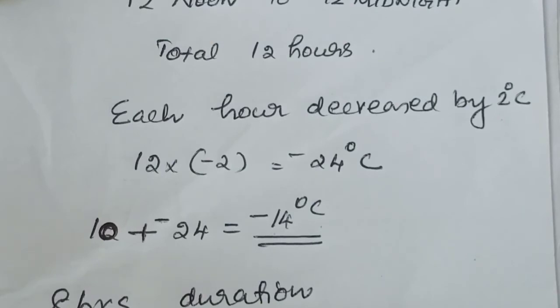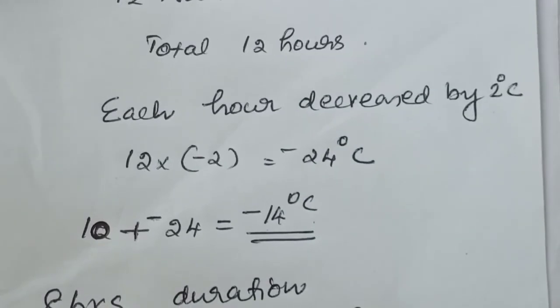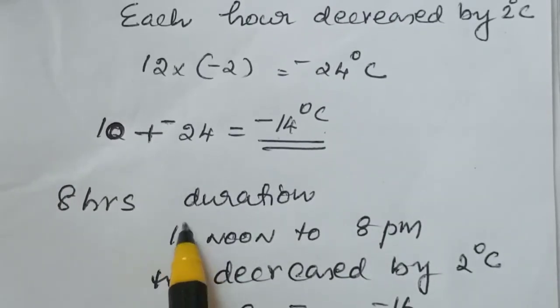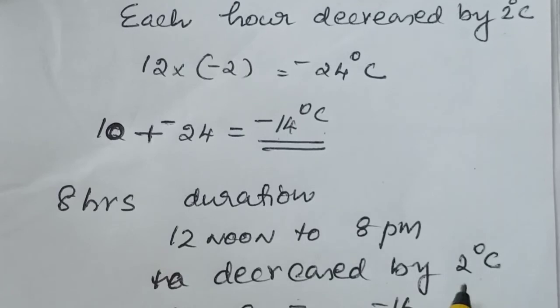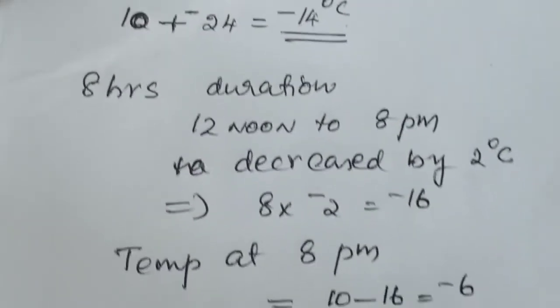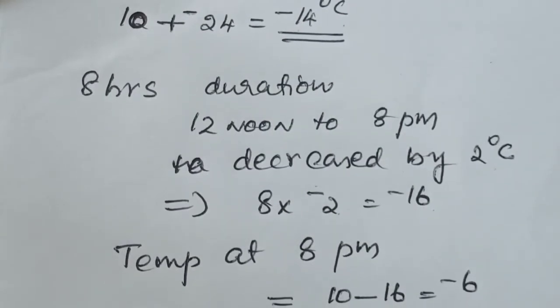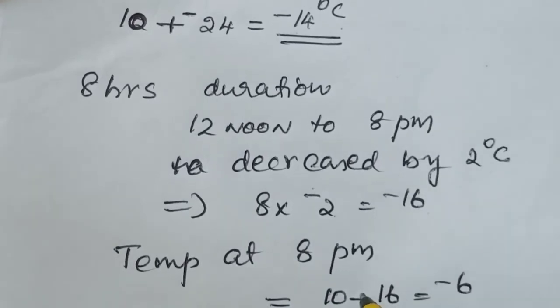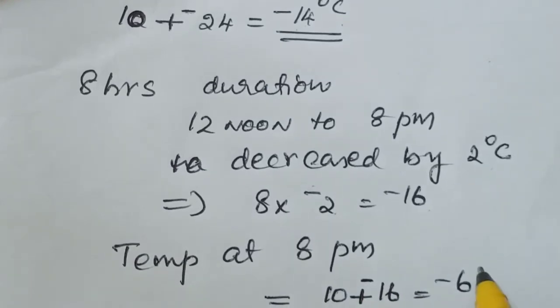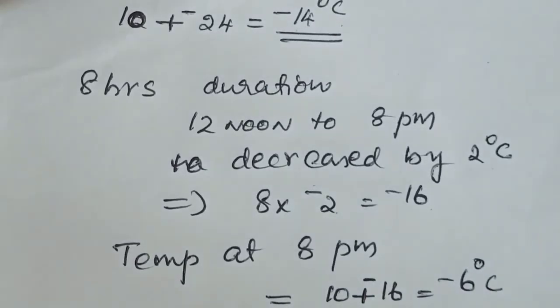The next one more question is there. What is the temperature at 8 p.m.? So 8 hours duration from 12 noon to 8 p.m., and decreased by 2 degrees Celsius in every hour. 8 into -2 is -16. Then the temperature at 8 p.m.: we want to subtract 16 from 10, or add negative 16 to the 10. So negative 6 degrees Celsius.